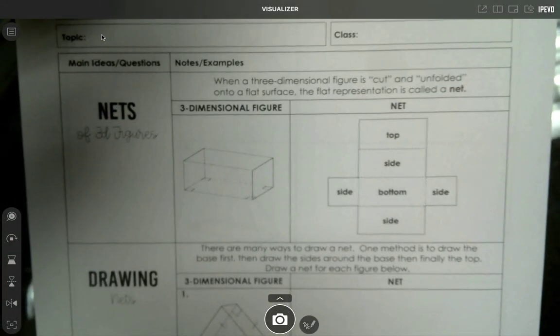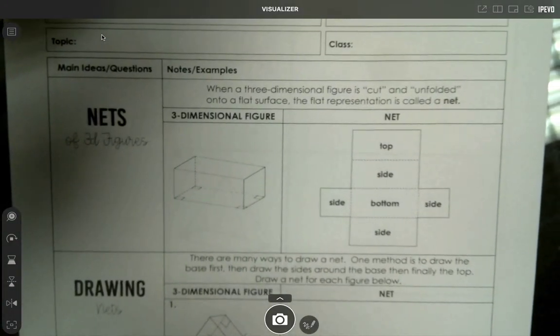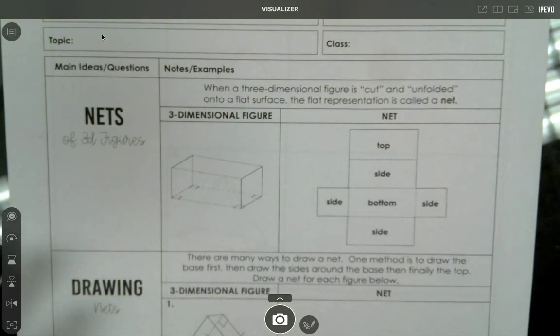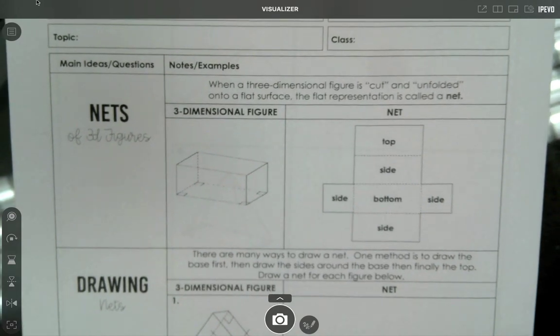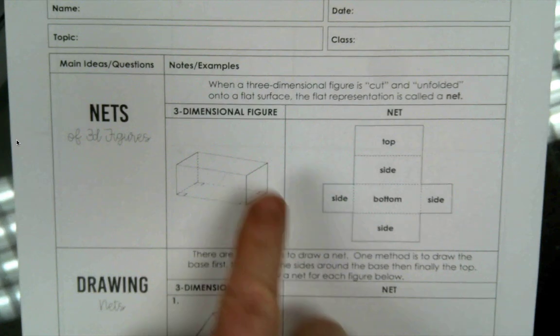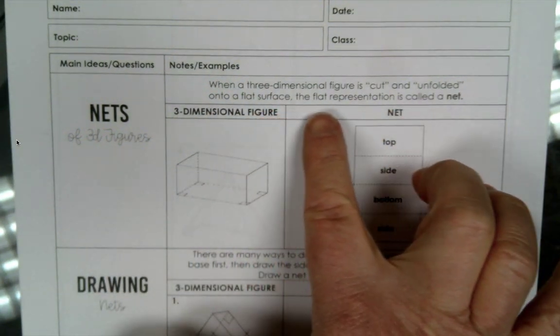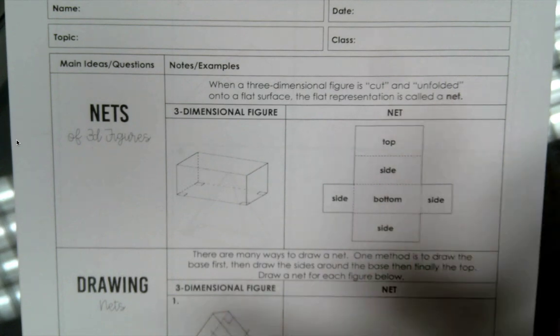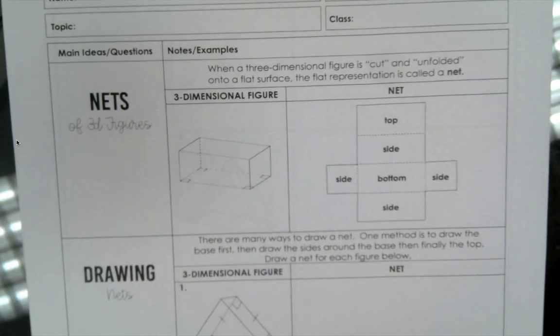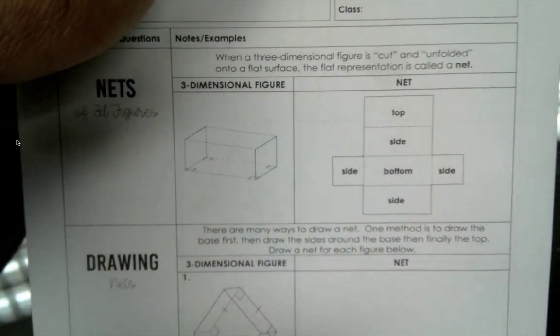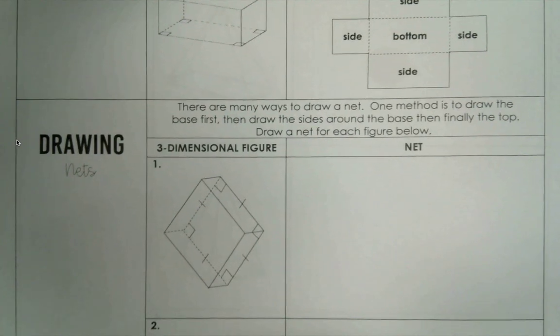Now we are talking about nets. So we did solids and we identified faces, edges, and vertices, okay? And now we are talking about three-dimensional figures, which are nets, okay? So when a three-dimensional figure is cut and unfolded onto a flat surface, the flat representation is called a net, okay? So there are many ways to draw a net.